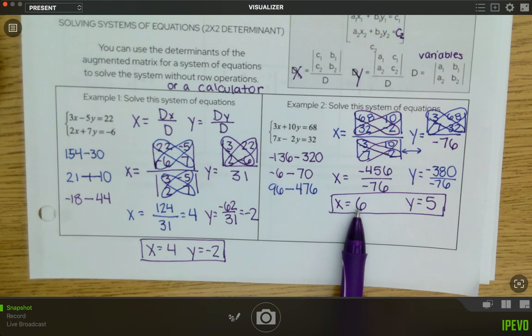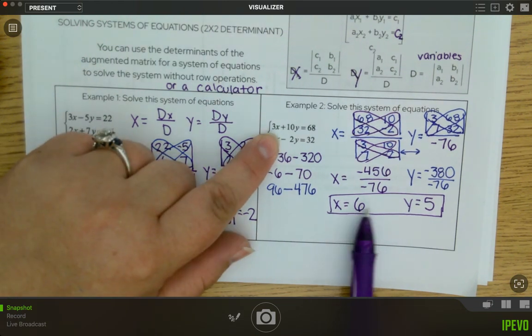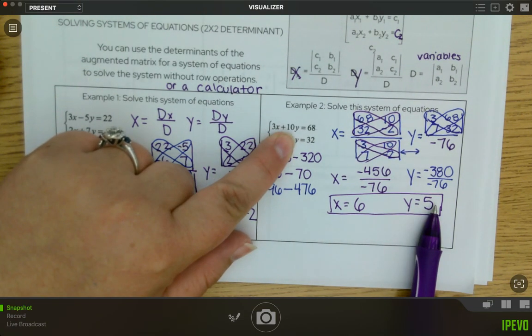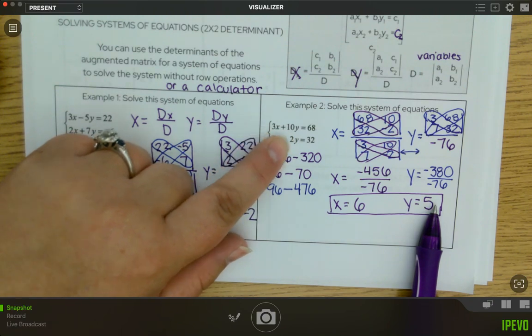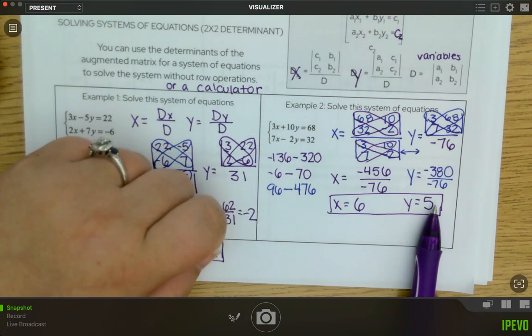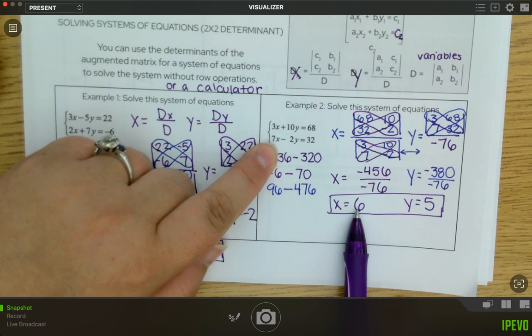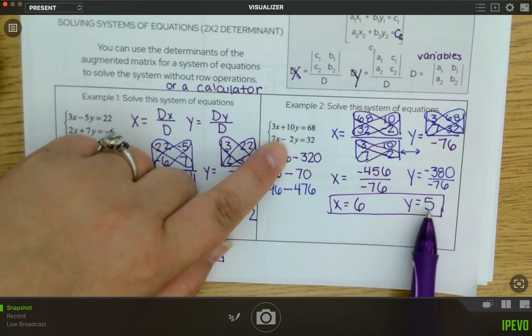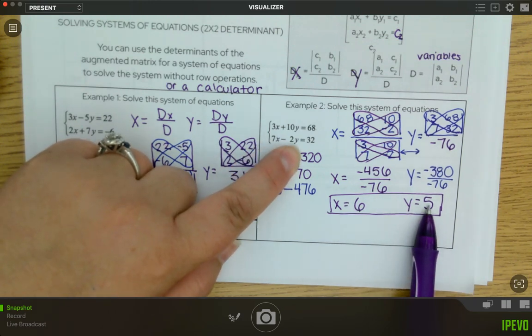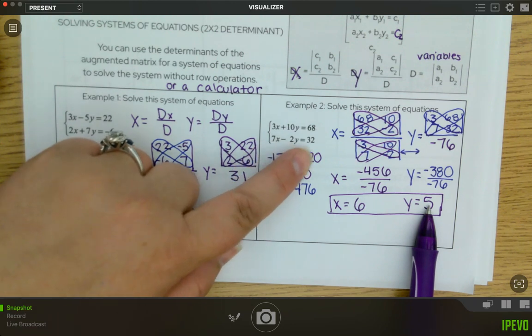If I plug in 6, this is 18. If I plug in 5, this is 50. 18 plus 50 is 68. 7 times 6 is 42. Minus 2 times 5 is 10. 42 minus 10 is 32.